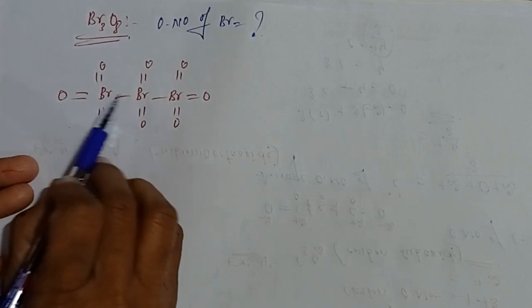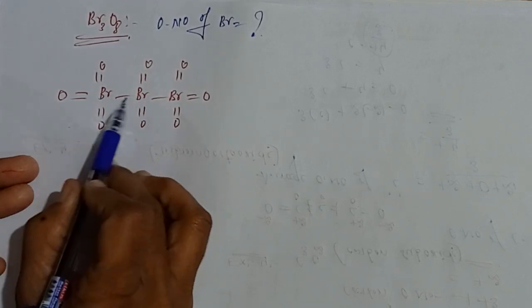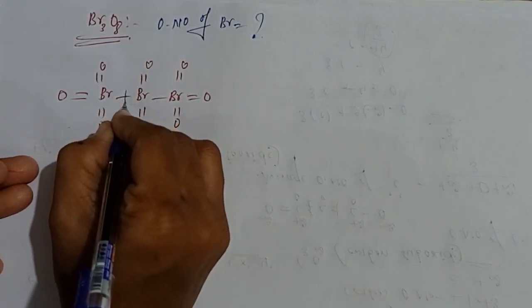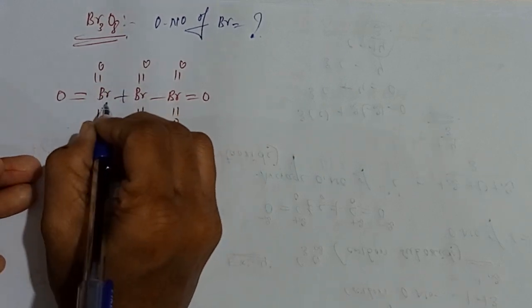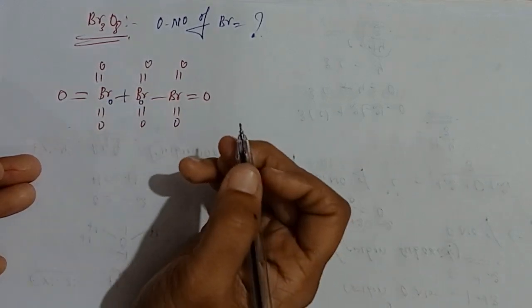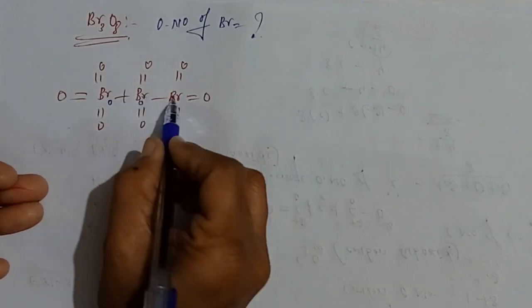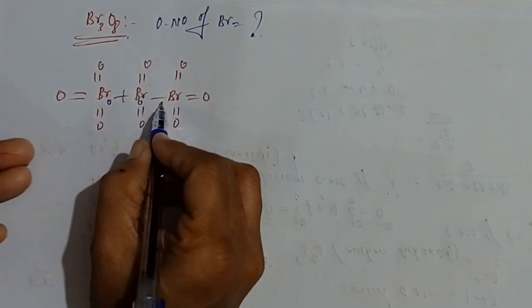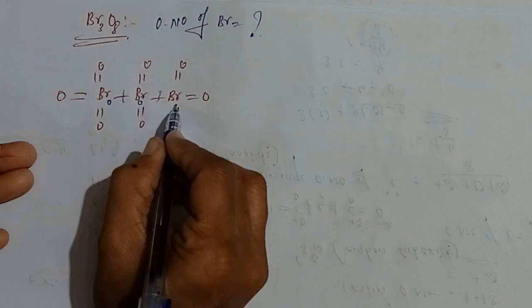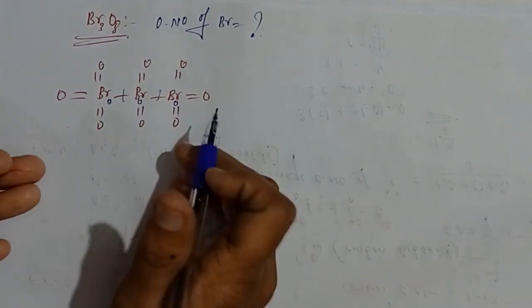Now see, first I am going to calculate between same elements. Between the same elements, a single bond is there. Whenever this bond breaks, this bromine will get 0, and this bromine also will get oxidation number 0. Between the same two elements, whenever the bond breaks, each gets 0 oxidation number.